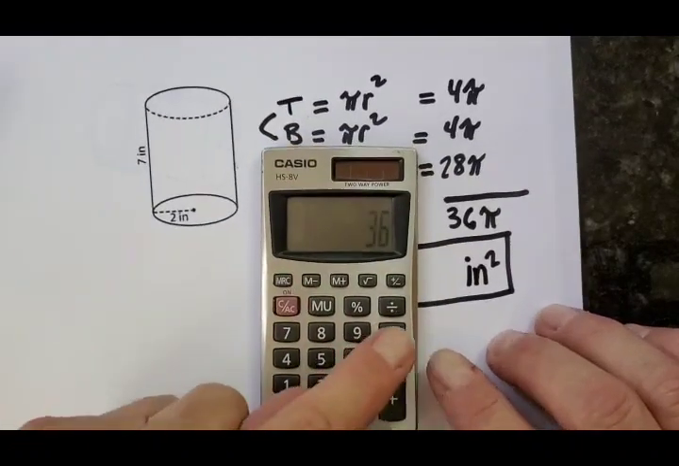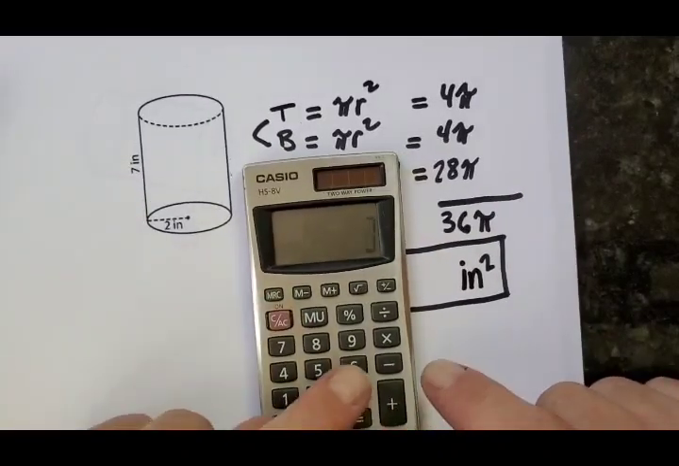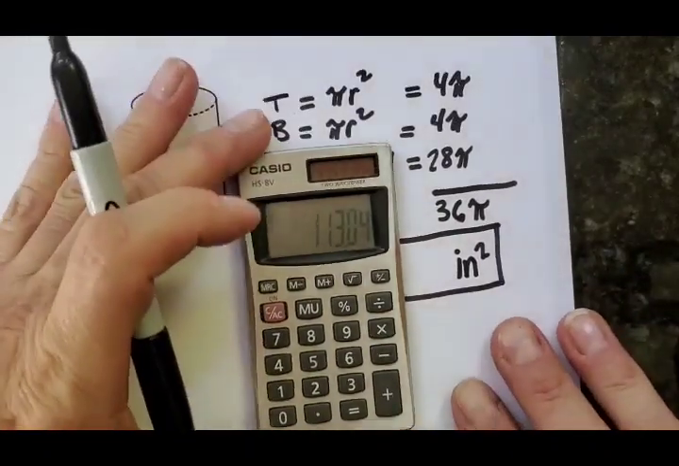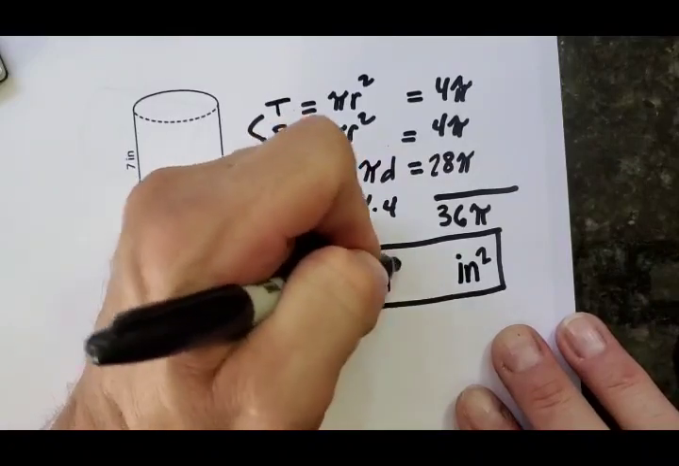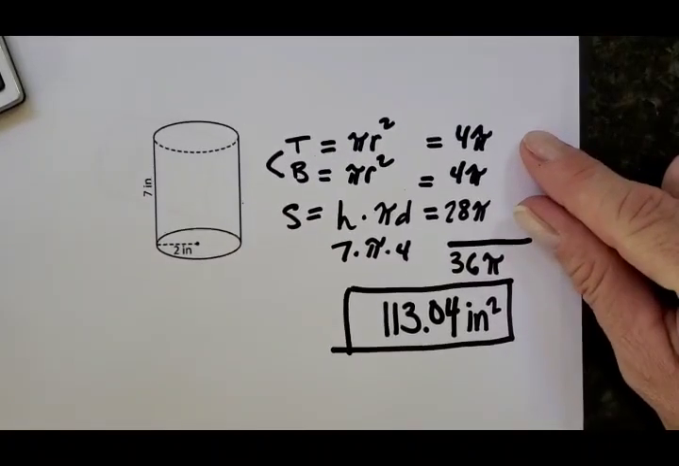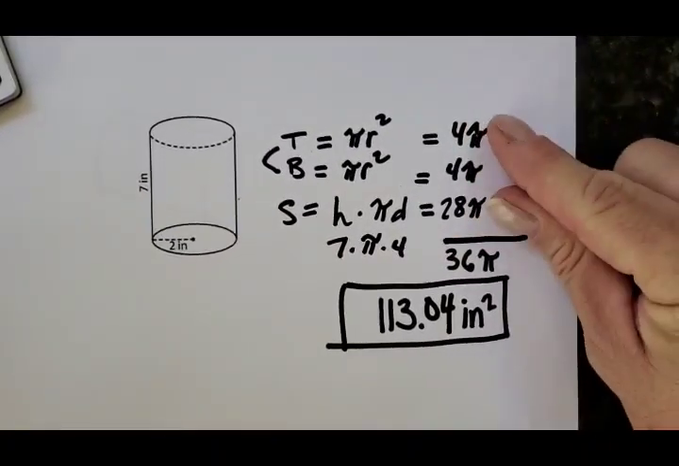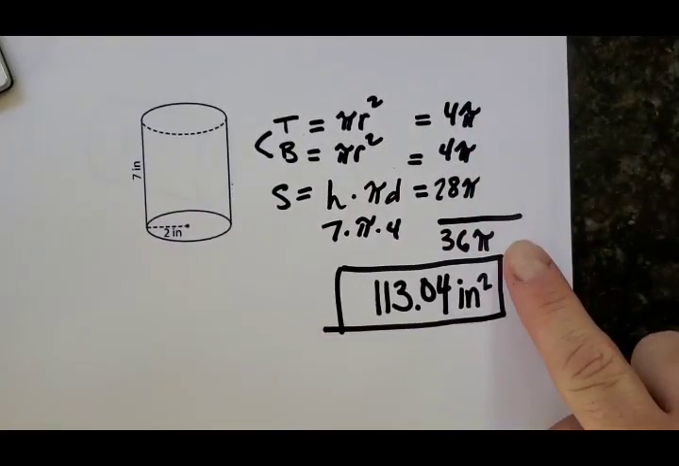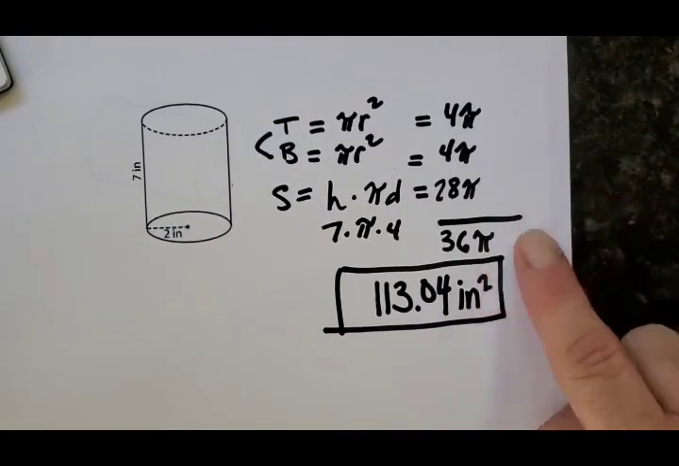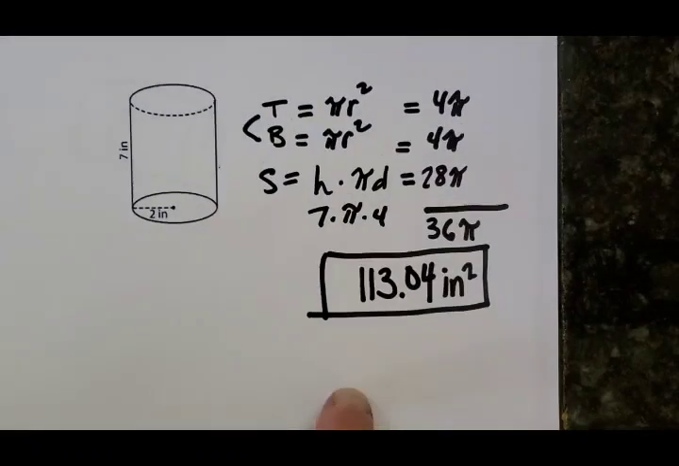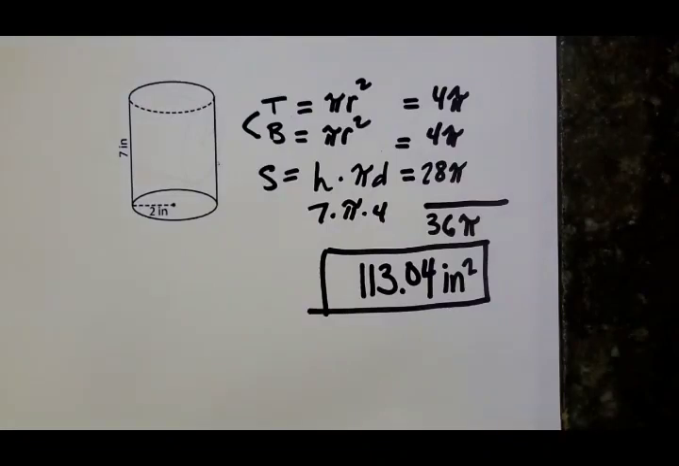So, bringing out my trusty calculator, clear, 36 times, oops, 113.04. Again, what I did here, to make it easier on me, I added up all of that. Those are like terms, like 4x plus 4x plus 28x. You can add them. That's what I did. I ended up with 36 pi, and then that gave me the overall surface area of this particular cylinder. And hopefully, that's what you got also. All right? Okay.